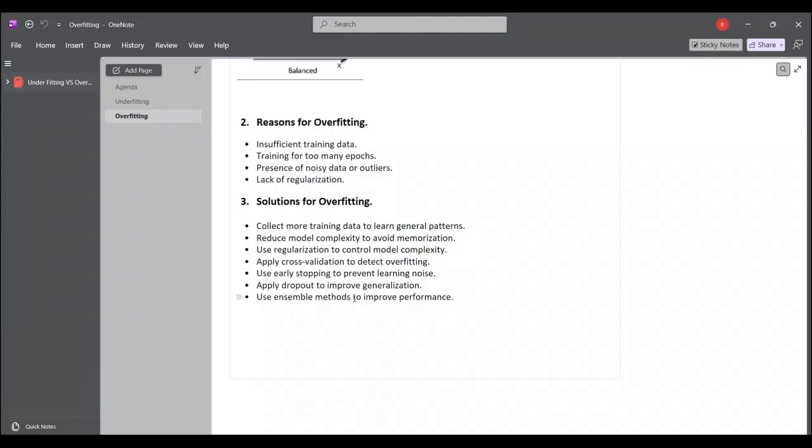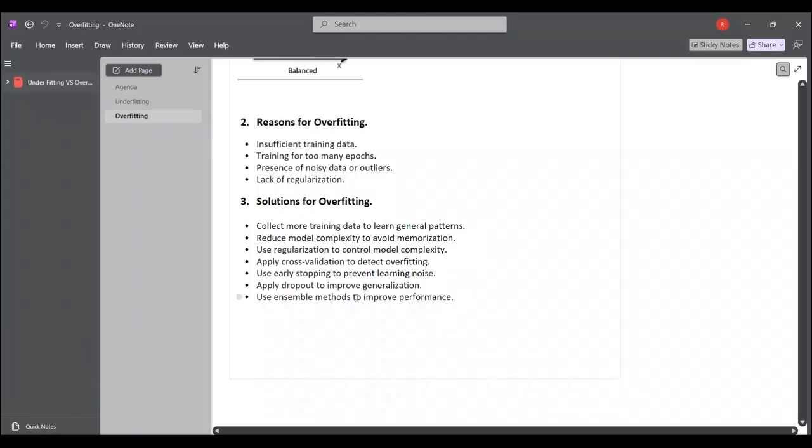Such a model performs well on both training data and completely new, unseen data, making it reliable for real-world machine learning applications.